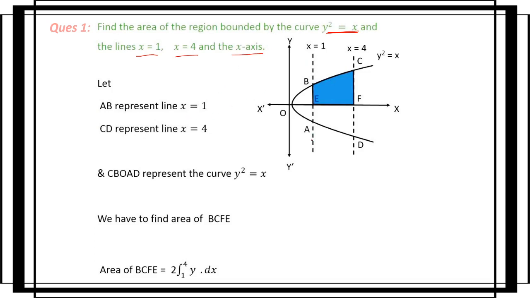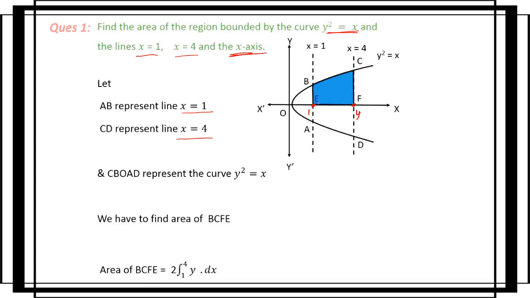So here AB represents x equal to 1, CD represents x equal to 4. This is very simple. This point and this point, this is 1 and this is 4. And then this CBOAD represents the curve, this parabola. And we have to find this area, this blue region, B, C, F and E. Why do we have to find this area? Because it is mentioned in the question, x-axis also. So now, area of BCFE.